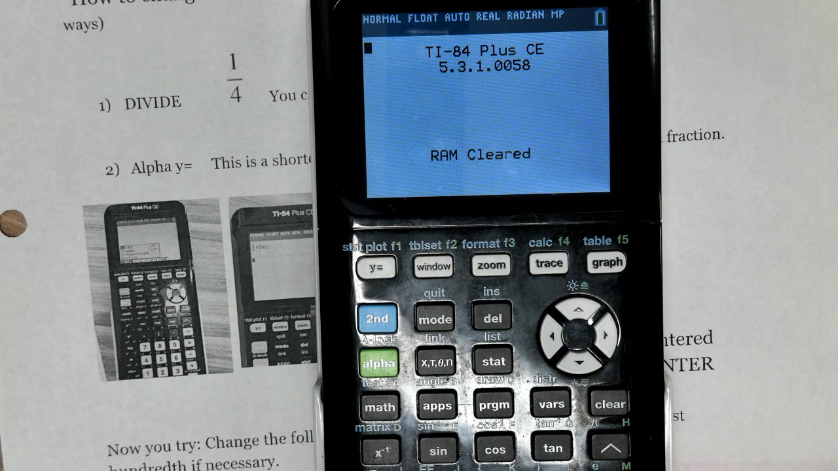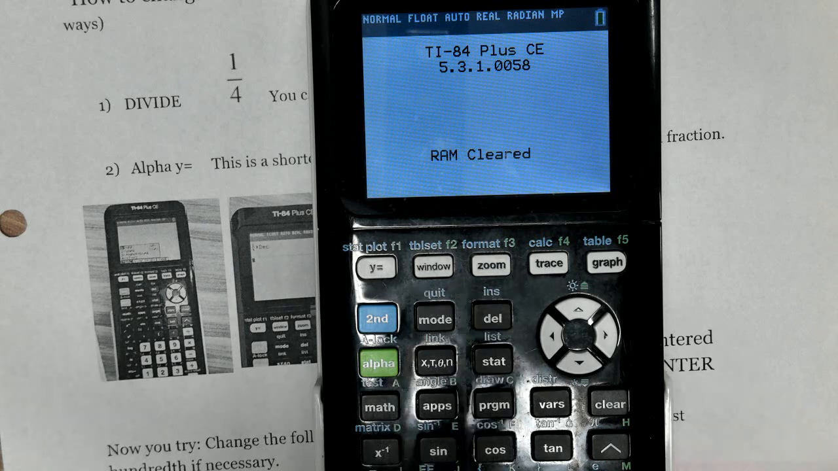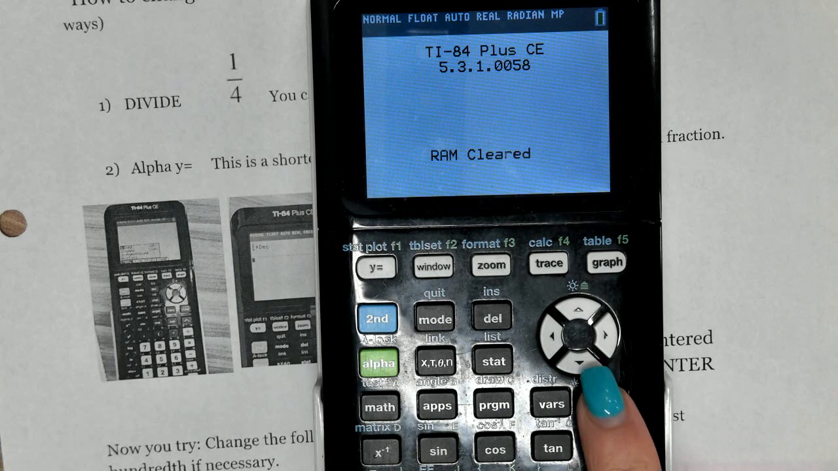Does your screen look like mine? Yes or no? Raise your hand if you need help. I got it. Okay. Everybody, anybody else need me? Second plus 712. What we just did is reset our calculators so they'll all look the same. Okay? Good, you're good. Okay, once your screen looks like mine, it might look slightly different because I have the CE edition calculator, but it should just say RAM cleared. Just hit clear.